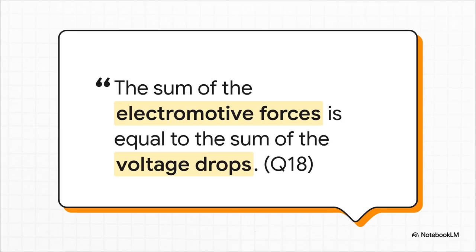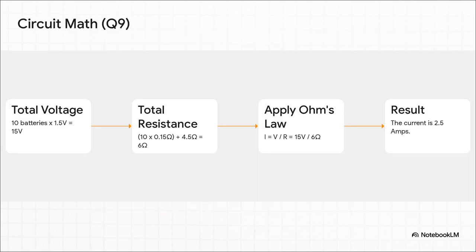So yeah, the words are a bit intimidating, but the idea is still that same simple concept. What you put in, you must get out. And the beauty of these laws is that they let us predict exactly what's going to happen. Let's take this puzzle. 10 little batteries hooked up to a resistor. How much current is flowing? Well, we just follow the steps.